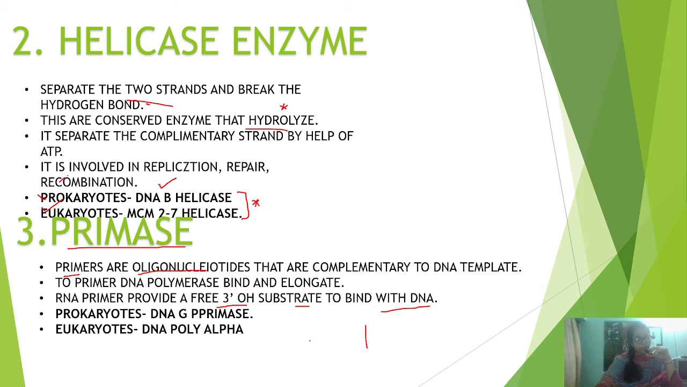Again, in case of prokaryotes, the enzyme is known as DNA primase, and in eukaryotes it is known as DNA polymerase alpha. Okay, alpha is represented like this.